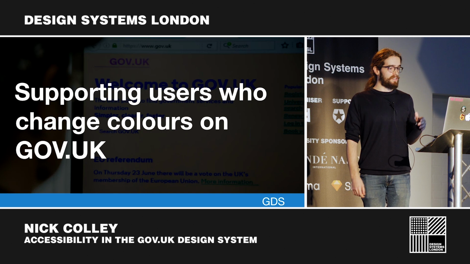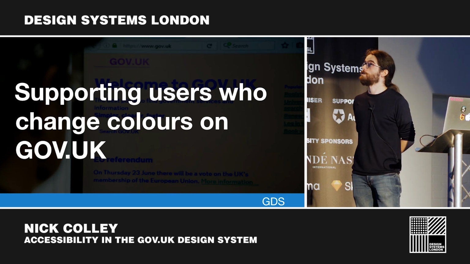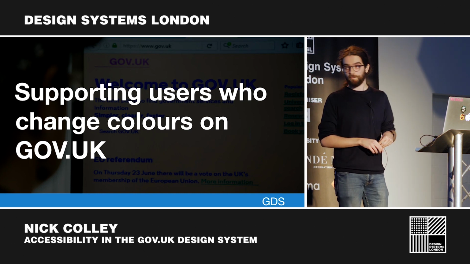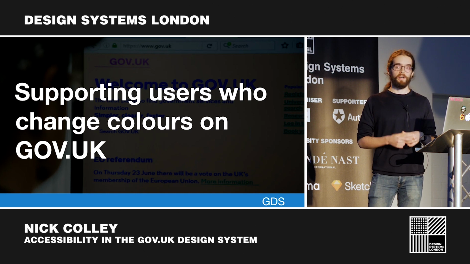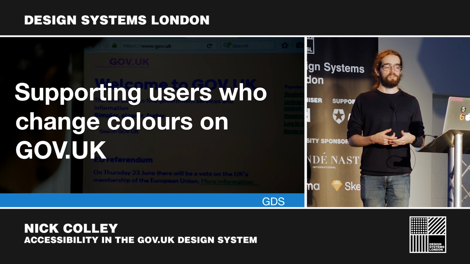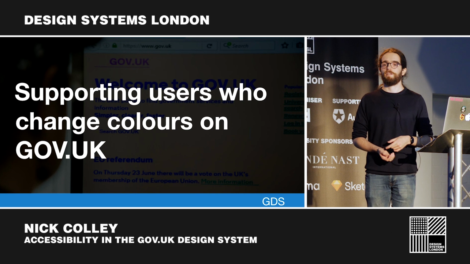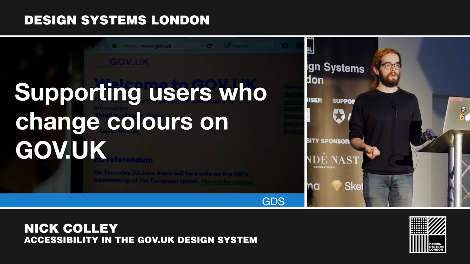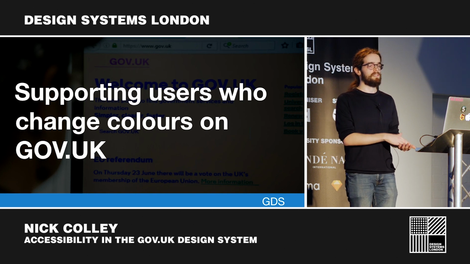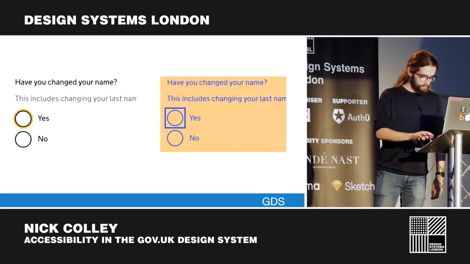So there's many different things you can do, but I just wanted to show you one example, which is the work we do to support users who change colors on GOV.UK. So high contrast is normally associated with good accessibility, but for some users it causes visual stress, which means they prefer to customize the colors they use to read your site. So an example of this is some people with dyslexia will find it easier to change their colors, and it will reduce the impact.